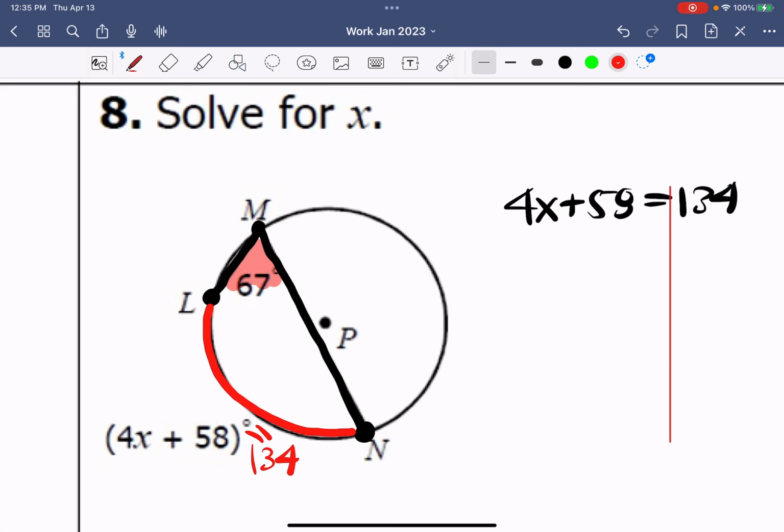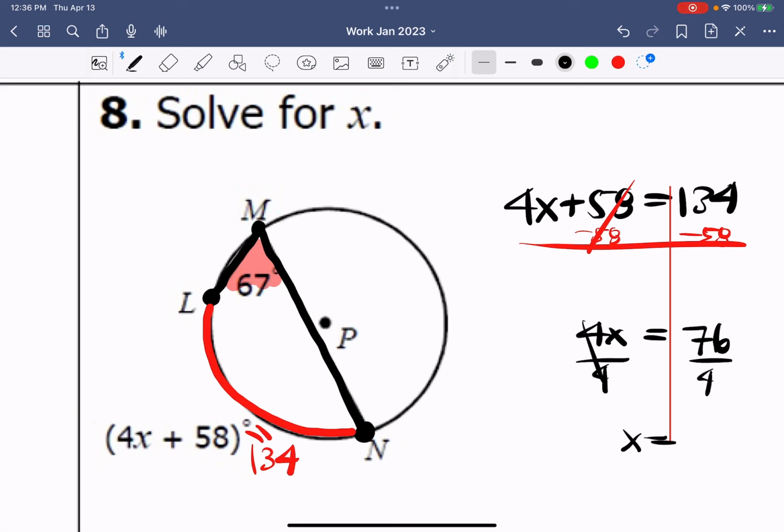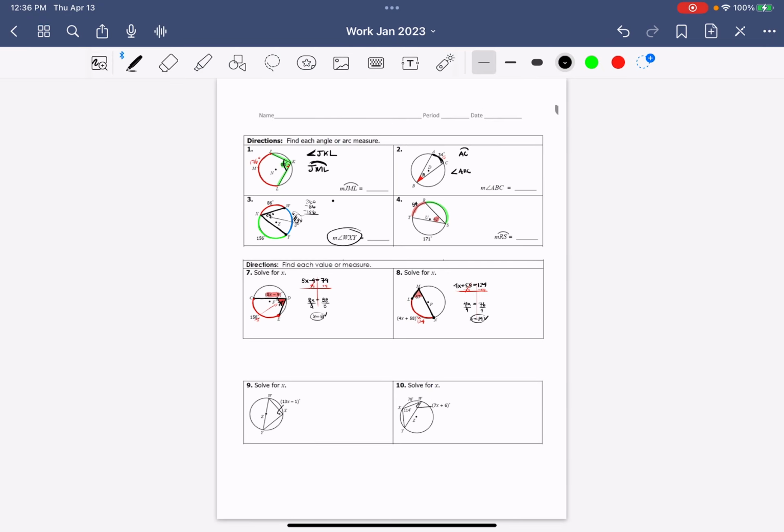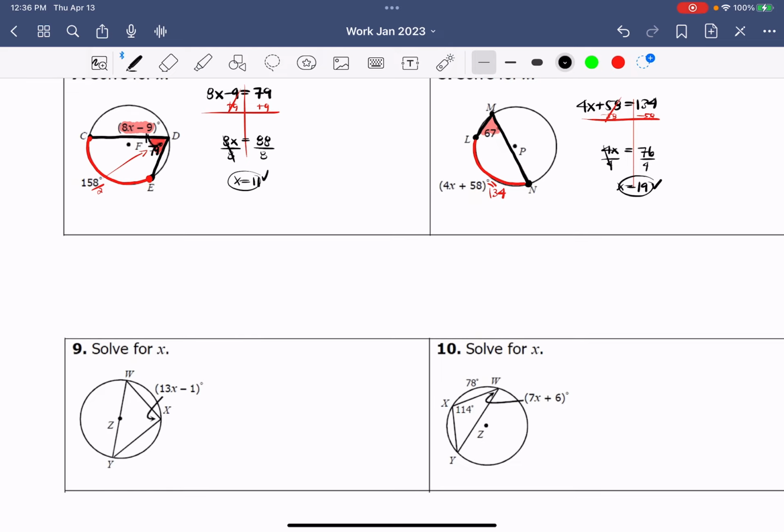And then you just solve. So we subtract 58 from both sides. We get 4x equals 134 minus 58, which is 76. And at the end, divide by 4. X equals 19. Done. Okay, so that's kind of a review of it.